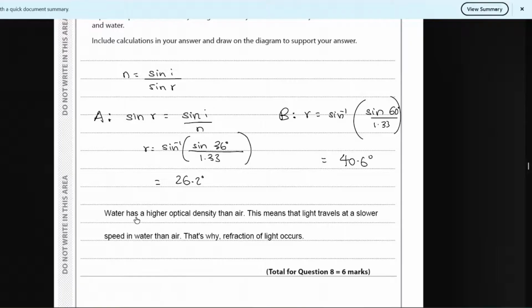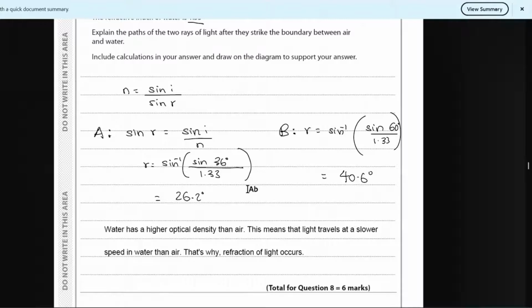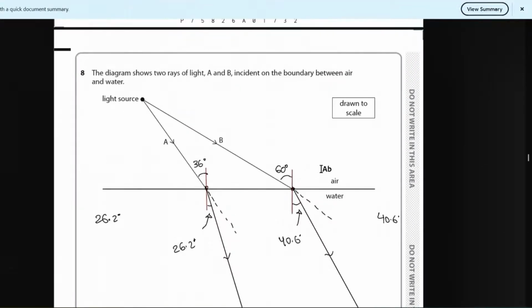So we'll get 1 point for water has a higher optical density than air, another point for light travels at a slower speed in water than air. We'll get marks for calculating the angle of refraction, and we'll also get marks for accurately measuring the angle of incidence for both the rays. So that'll be 6 marks in total.